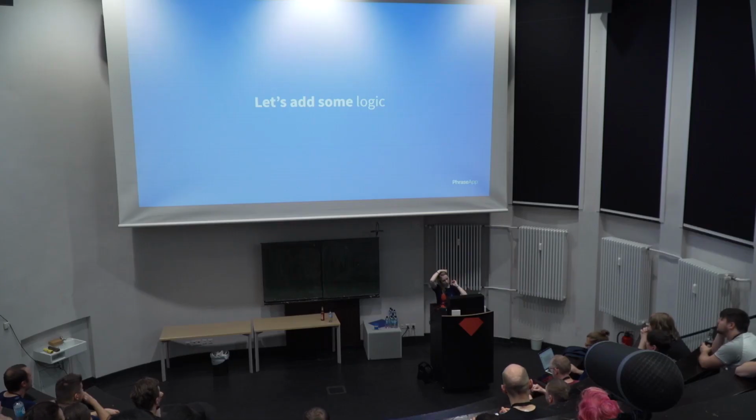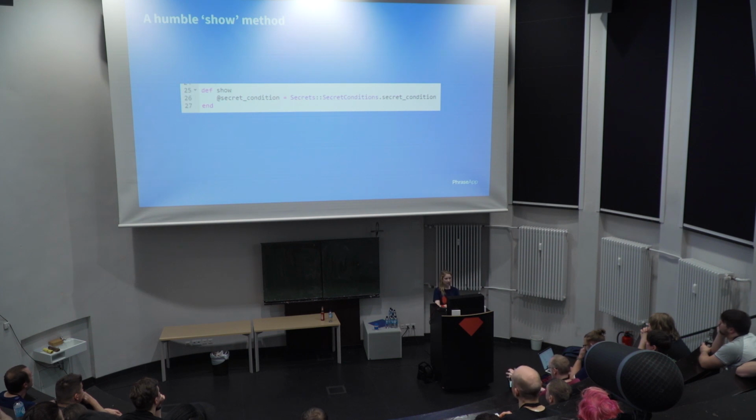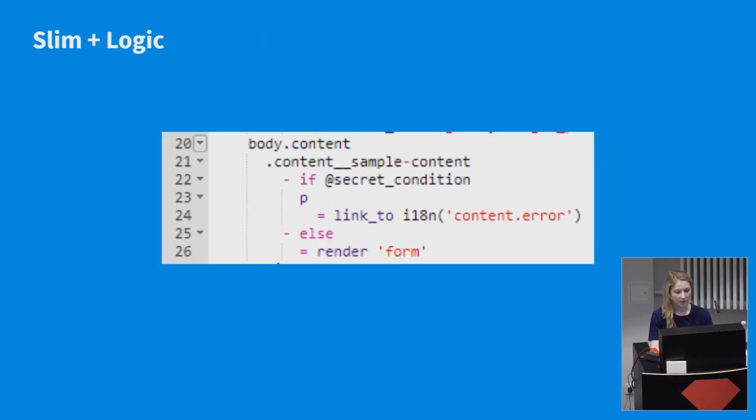So let's add some logic. Rails Slim can be used without logic. It can obviously just be used for HTML elements and such. However, if you want to use Ruby and you want to use Slim with it, you obviously want to add some deterministic logic, some if-else statements. So because I put this together very briefly, I made a very humble show method with one thing. It's called secret condition. Now if I wanted to use something in Slim that had this, it's, again, very similar to embedded Ruby.